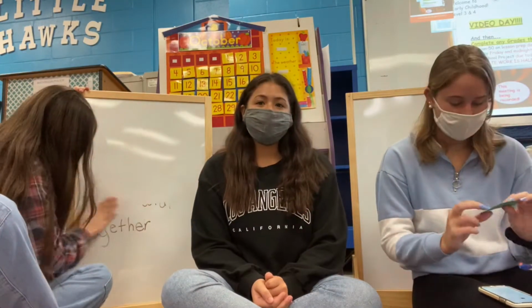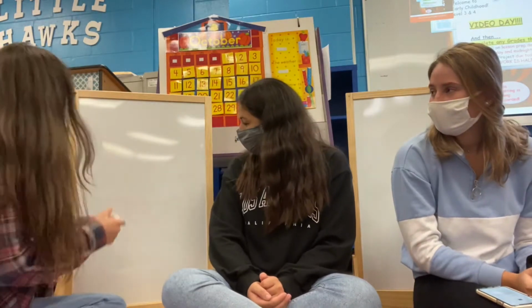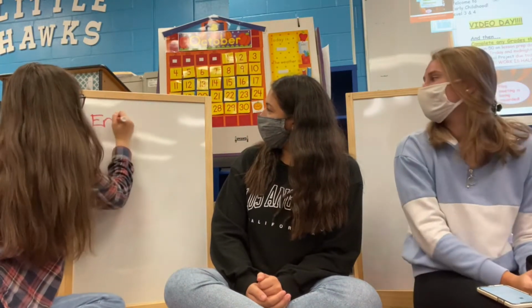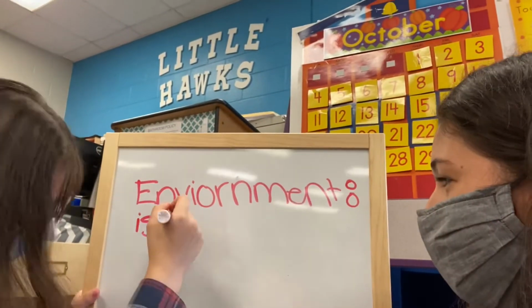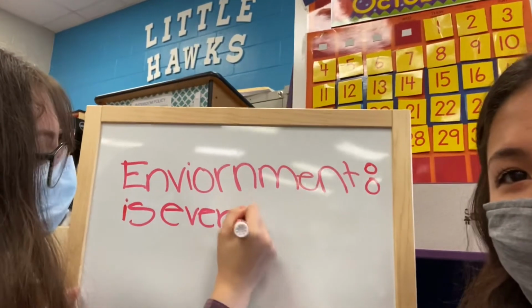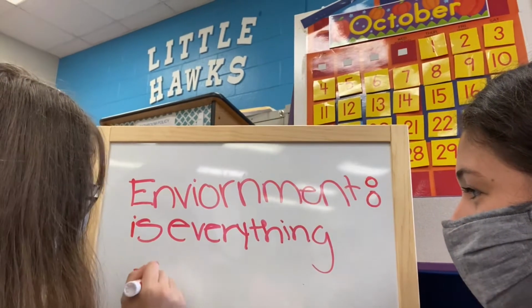So the next vocab word we have is nature. Nature is the physical world around us, which includes plants, animals, and landscape areas. And the last and final word we have is environment. Okay, what is environment? The environment is everything that is around us.